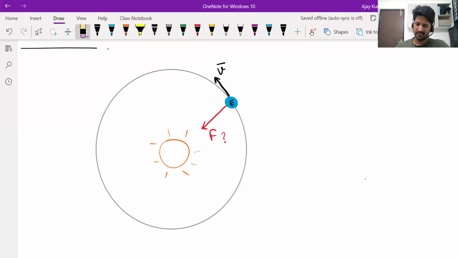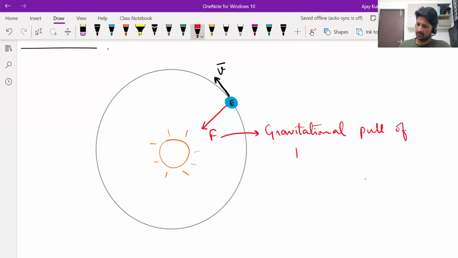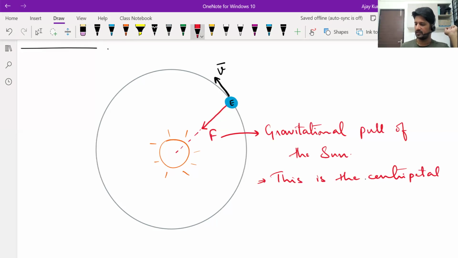Gravitational force. Okay, it's the sun's gravity which pulls the Earth towards the sun, and that pulling force is what helps it stay in a circle. The force here is the gravitational pull of the sun or gravitational attraction of the sun. Okay, I'm sure you all are aware of this. Now that force, the gravitational pull of the sun, is towards the center of the circle. So this itself becomes the centripetal force. Okay, this is what I wanted to clear actually.